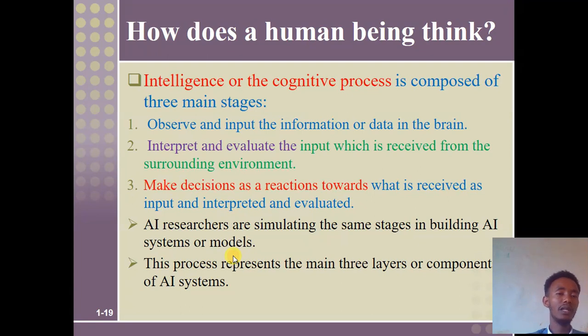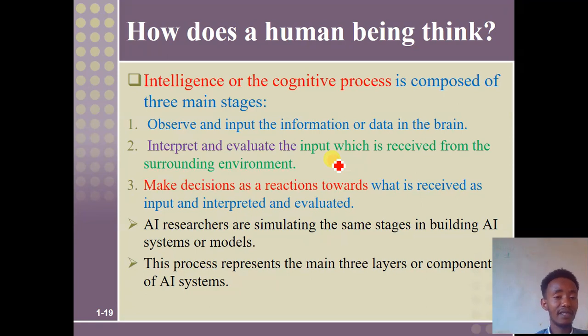So, intelligence or the cognitive process is composed of three main stages, especially in the human being. The first stage is observe. When we think, for example, we observe the environment around us and we are able to input the information or data from the environment into our mind. Then, second, our mind interprets and evaluates the input data received from the surrounding environment.